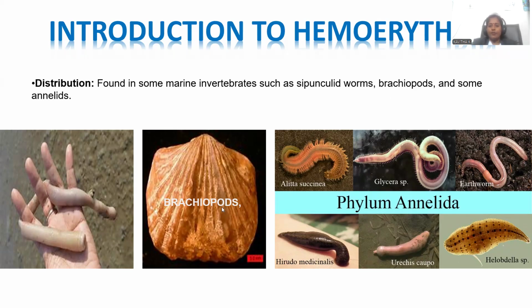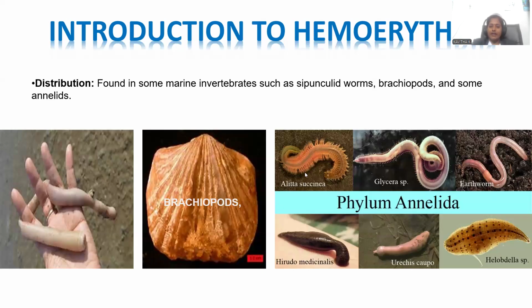And brachiopods are also shown, which are shell containing organisms, and some annelids. Annelids, earthworm is the best example under that category. Earthworm, you can clearly notice, is a kind of cultivating device for the farmers. So it is a very, very important composting agent. That is the natural composting agent.